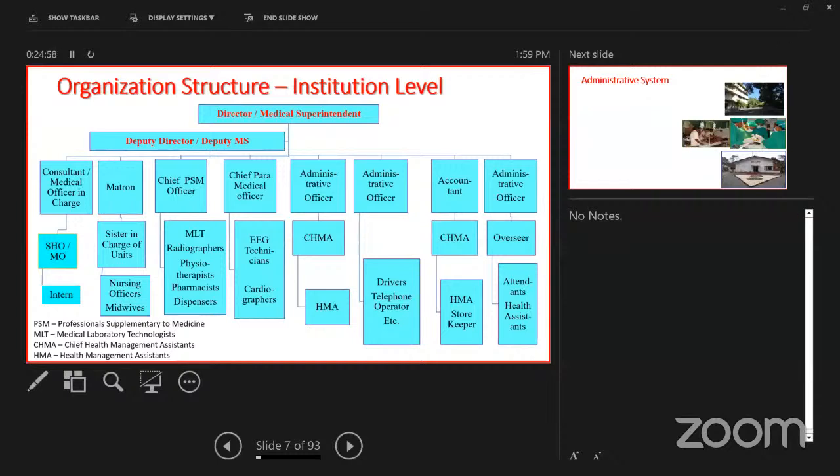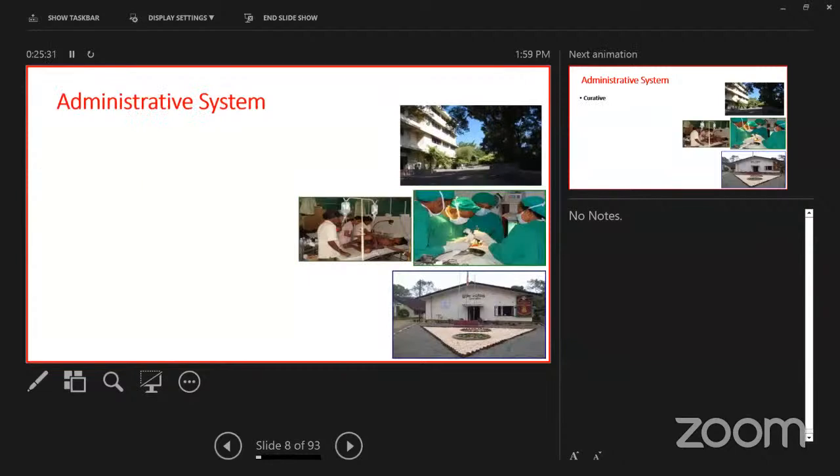So this is how, at the institution level, tasks are allocated, coordinated and supervised. This is the organization structure within the institution. If you have any questions, you can put them to the chat box. If not, I'm going to do the administrative system. So we will discuss the administrative system now, if you have no questions regarding the organization structure of the Ministry of Health or the health services in Sri Lanka.